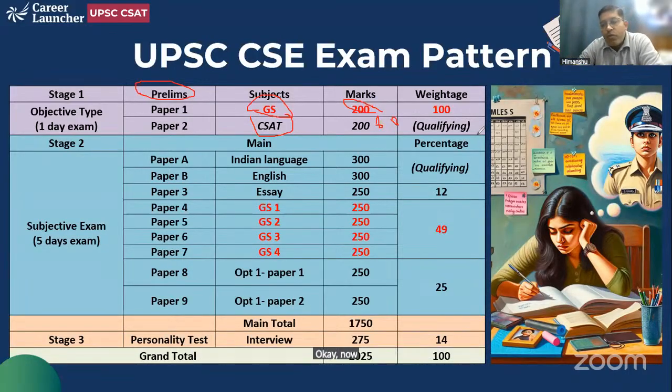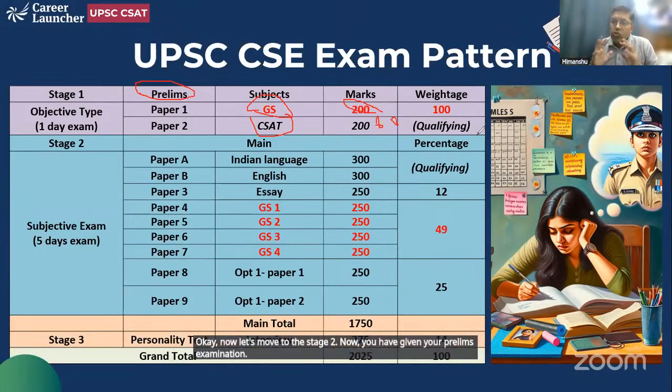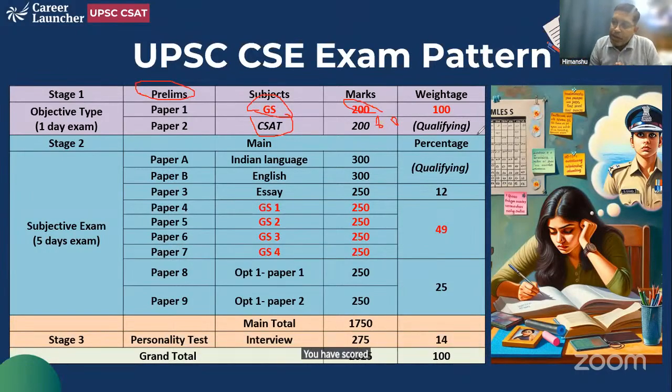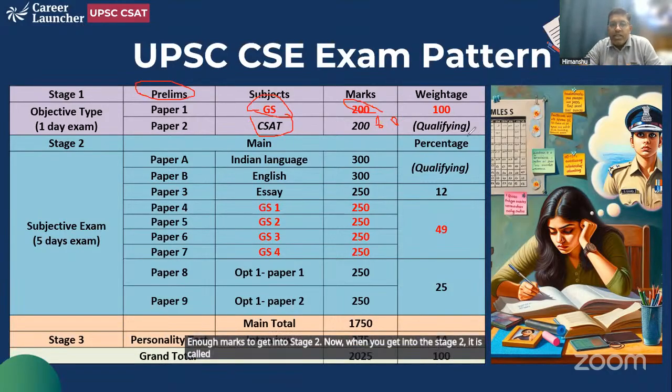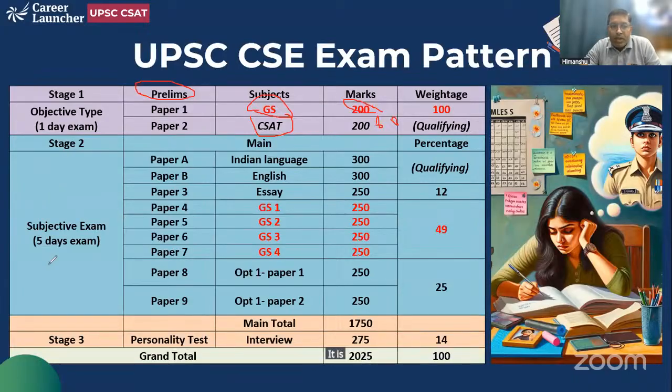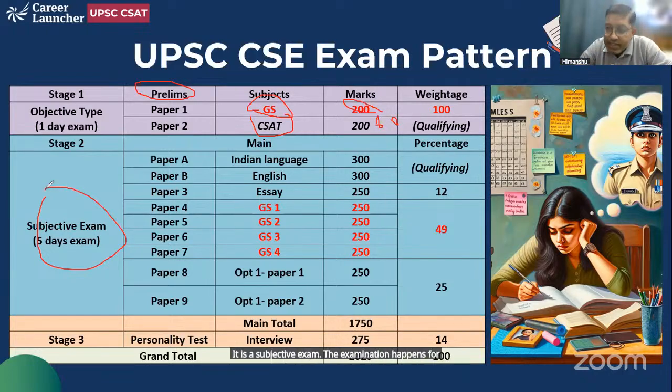Okay, now let's move to stage 2. Now you have given your prelims examination. You have scored qualifying marks in paper 2 of prelims and you have scored enough marks to get into stage 2. Now, when you get into stage 2, it is called main examination. It is a subjective exam. The examination happens for 5-6 days.